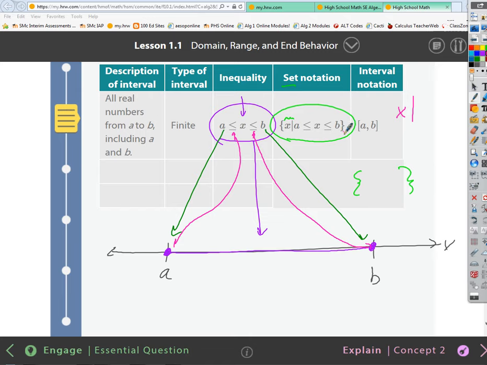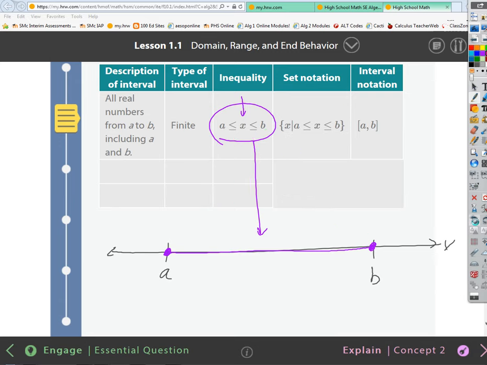Okay? It sounds complicated. In practice, it's not. All you have to do is take your inequality, slap brackets around it, and put an X bar out front, and you've got set notation for the same interval. Okay? Last one is this guy, interval notation.